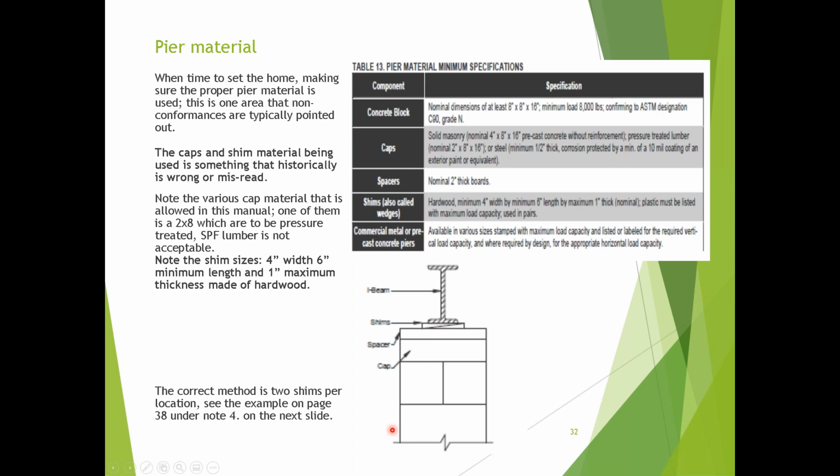Here's a typical assembly. You've got stacked block, you've got a solid cap, you've got some kind of spacer material. If you look up here, your spacer material is normally a nominal 2-inch thick board. Again, it should be something that's pressure treated. And you've got caps, and again, caps like your 4 by 8 by 16 precast. They can use that for caps. You can use 2 by 8s that are pressure treated. You can see there's a few different things to use.